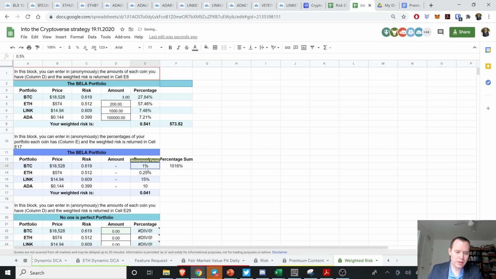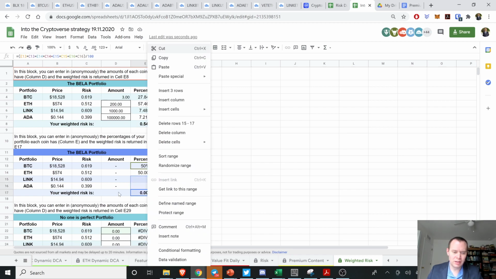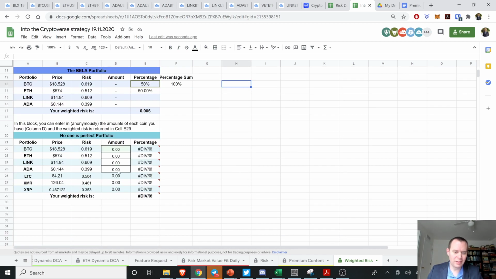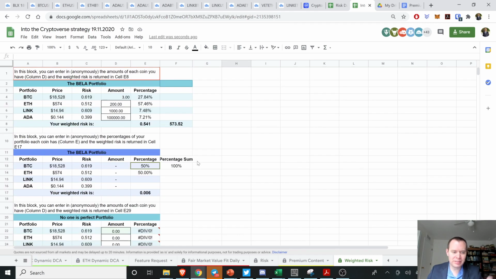Let me just quickly see if I change this to 50. Let me delete these. Okay, yeah, so it's probably something with those. So if you just change it to say 50 and 50, it should add to 100. So the reason it's showing the wrong weighted risk is because something's wrong with the actual percentage formula. So I'll fix that after I finish this video. And then this one just shows you if you have other assets as well. And it has divided by zeros because they're all 0. So I hope that makes sense. I will fix this one in a few minutes.